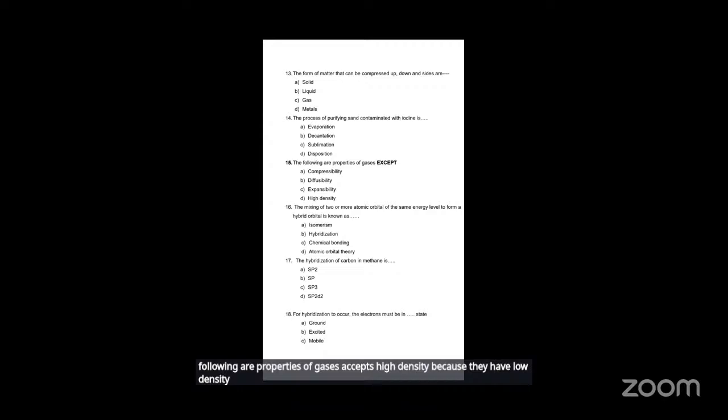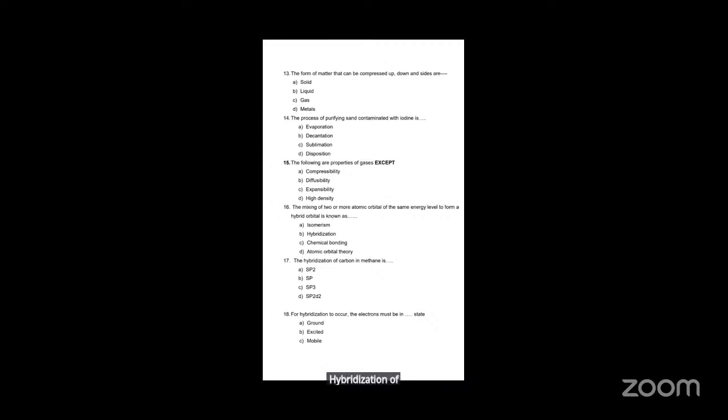The mixing of 2 or more atomic orbitals is called hybridization. Hybridization of carbon is sp3. For hybridization to occur, electron must be in excited state.